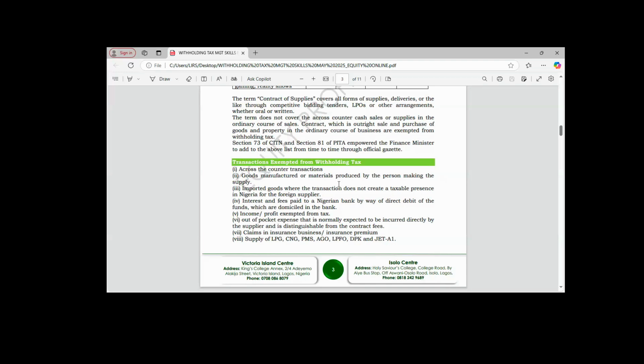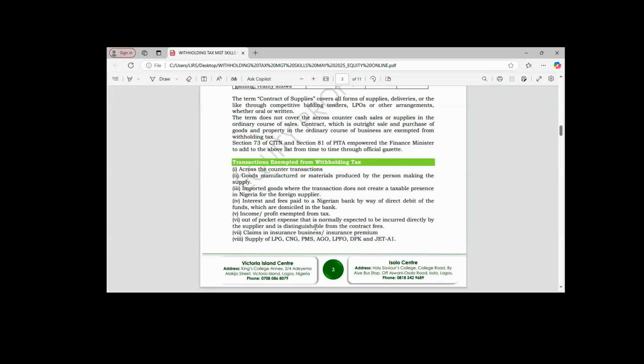The interest and fee paid by a Nigerian bank by way of direct debit of the funds which are domiciled in the bank. Maybe you have an account in one or two banks. You have a current account and savings account. You now decide to provide funds in those accounts, and they now pay you interest. Because it is still within the same financial institution, it will not attract withholding tax. Income and or profit exempted from tax.